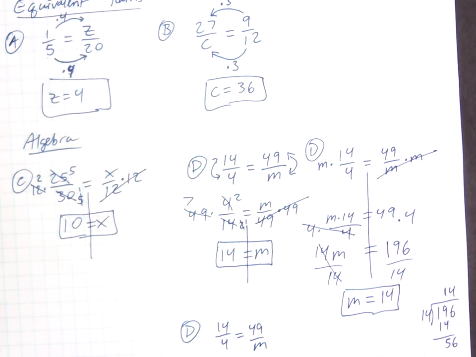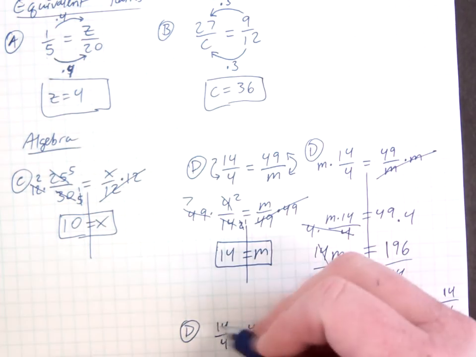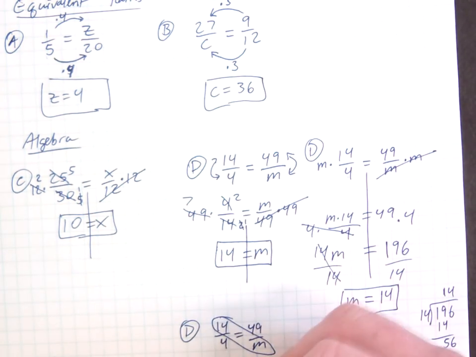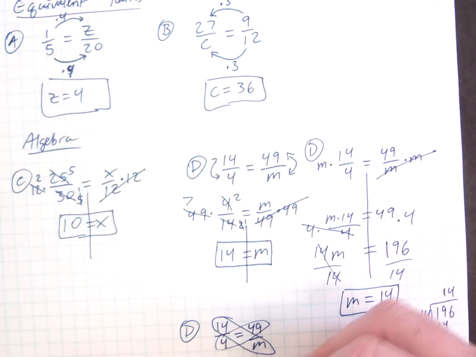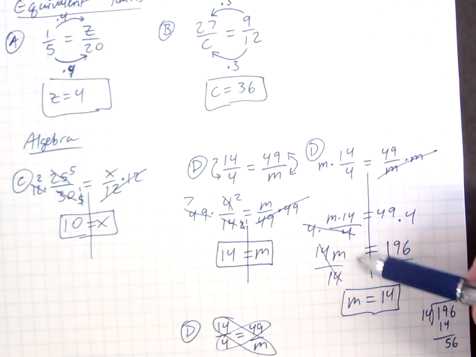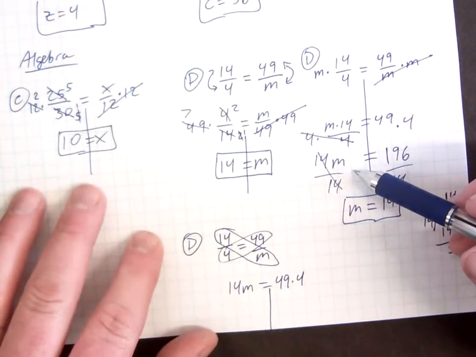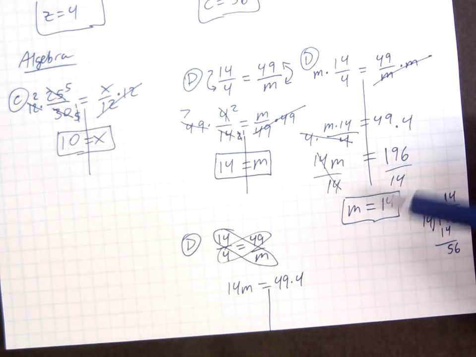Basically, I'm going to take this denominator and multiply it by that numerator. I'm going to do these steps all in one. So this just becomes 14M. And on the other side, we're going to multiply it by this denominator. So this becomes 49 times 4. And then I can solve the problem just like I did starting at this point. Okay, this is called the cross product.